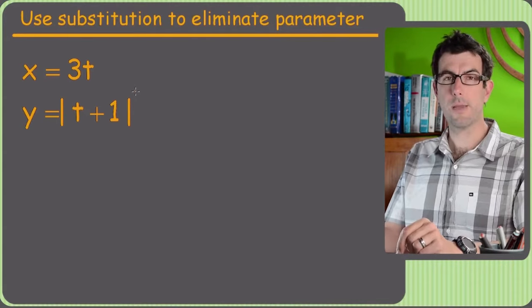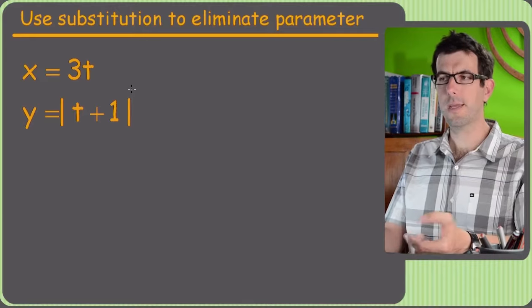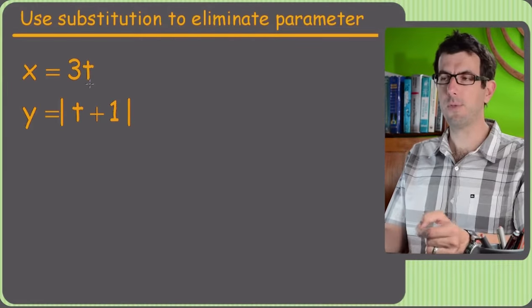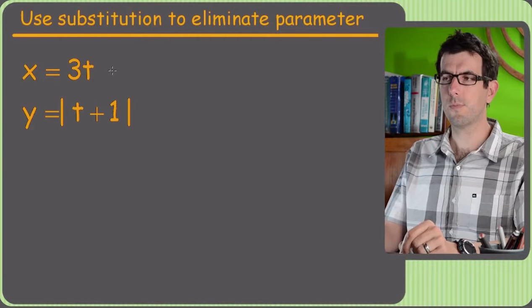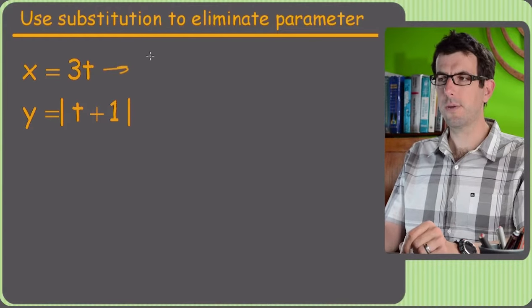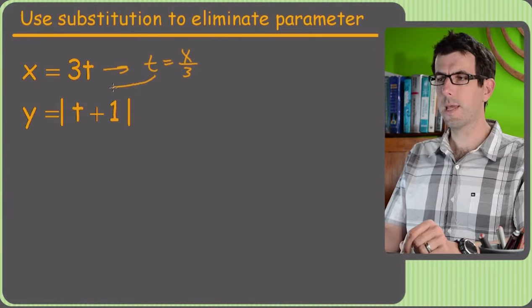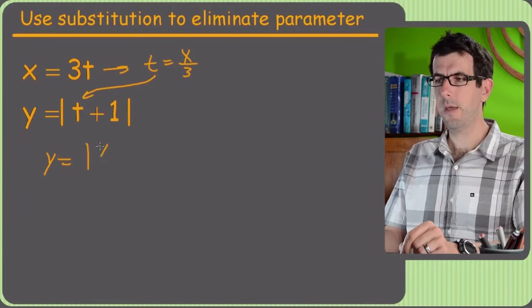Now this one looks a little bit uglier because there's an absolute value, but again, don't worry about it, since we'll solve for t in an equation that doesn't have an absolute value. In this one, divide both sides by 3, and you'll get that t equals x over 3. And then we'll just plug that in right here. So we'll get that y equals the absolute value of x over 3 plus 1.